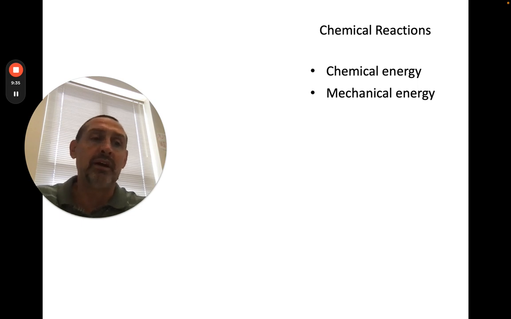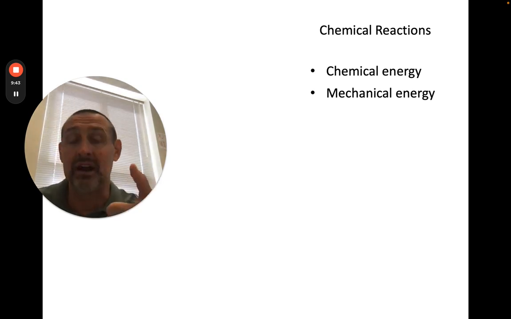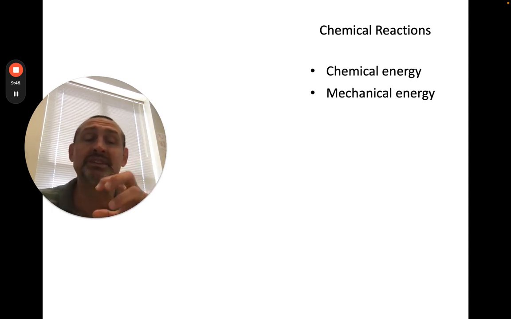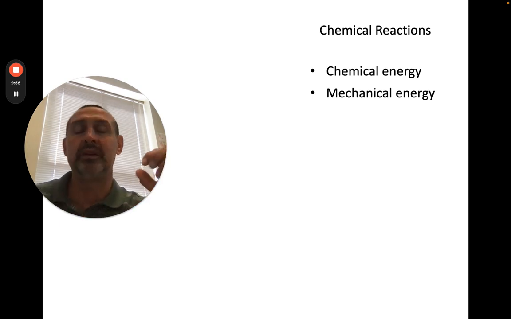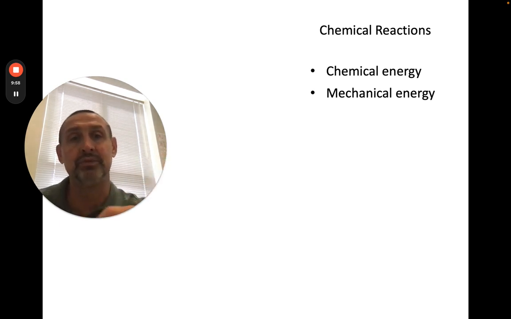So when we think about a chemical reaction, this is how we get chemical energy. So it's stored in chemical bonds, either ionic bonds or covalent bonds. That's where we store the chemical energy. Mechanical energy is stored in more physical systems. So like your muscles or your bones are going to be using more mechanical energy to move things around.